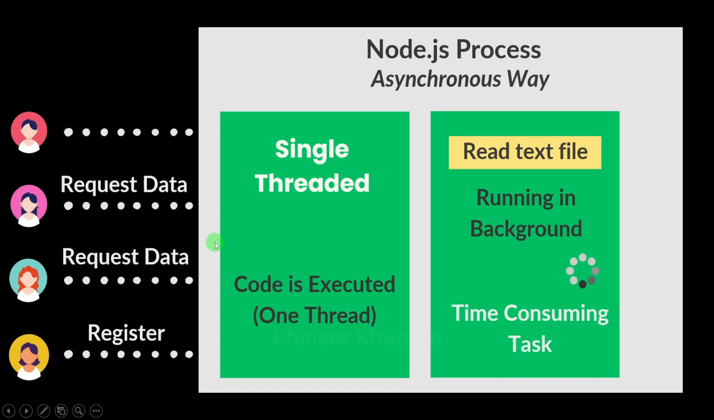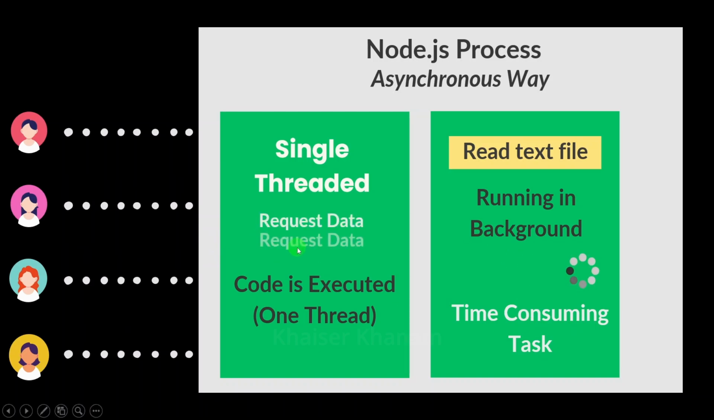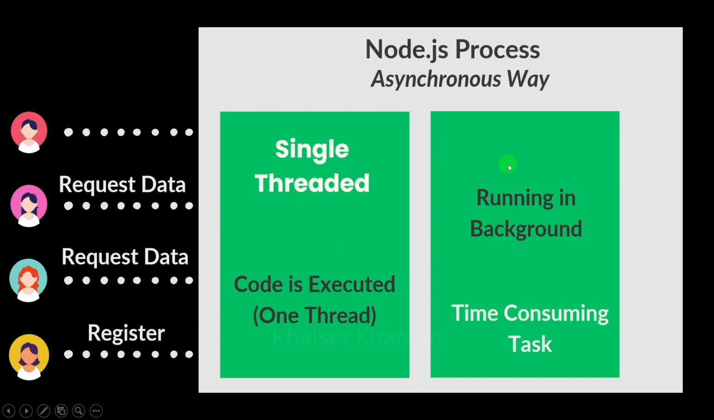So during this time, other users can request the data. Again, another user can request the data. They can perform some registration. Whatever operation they want, they can easily perform. And in between, if another user is requesting large content or whatever task they are requesting, if it is time consuming, then it will simply be running in the background. After that, once this operation is completed, then only it is going to execute. So in this way, we are not blocking execution of the code. Whatever long running task we have will be running in the background.